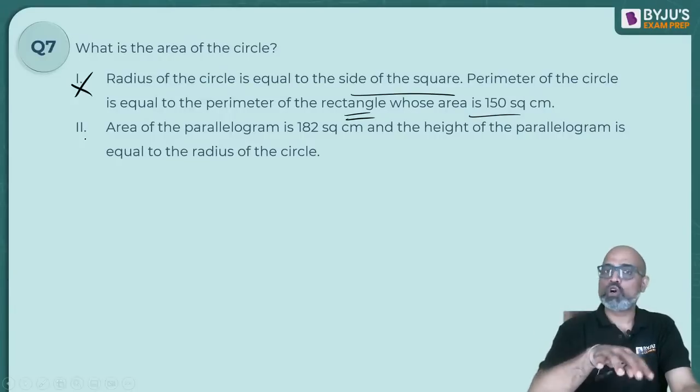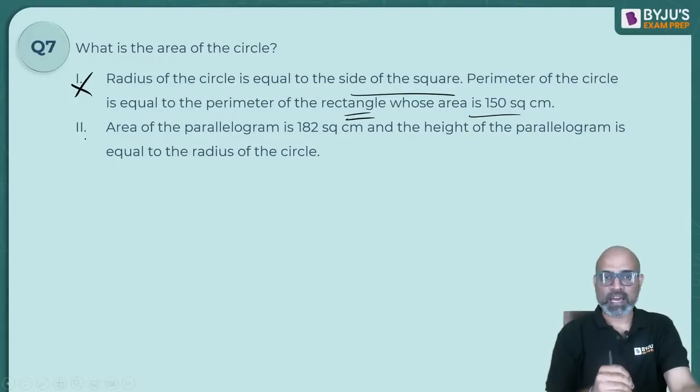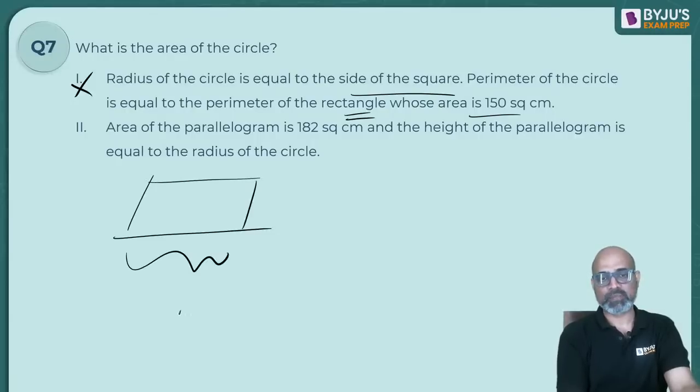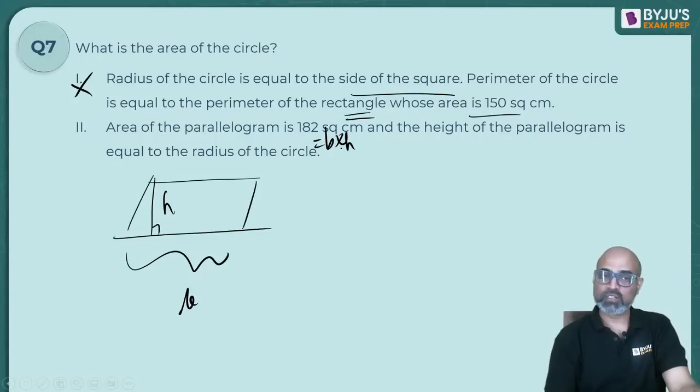Again, product of two numbers is 182. We don't know what the base and the height of the parallelogram is, because that's how you calculate, no? Area of a parallelogram is given as base and height. So I know B into H is 182. What is H? नहीं पता मेरे को ना, तो second से नहीं आने वाला, right? Since I won't be able to get it, I don't know what the radius is.